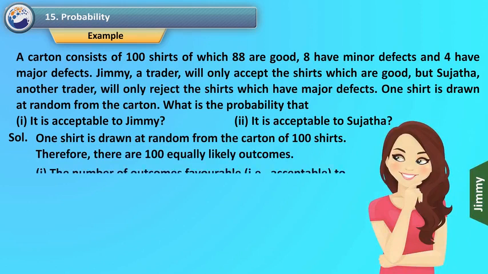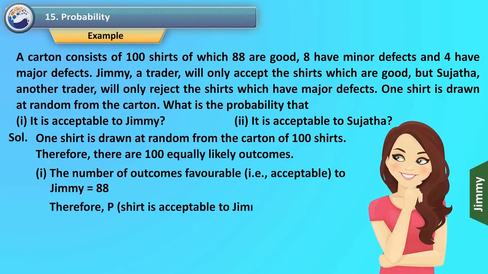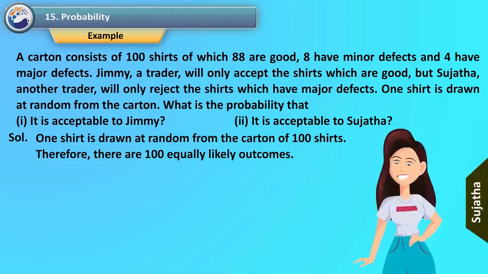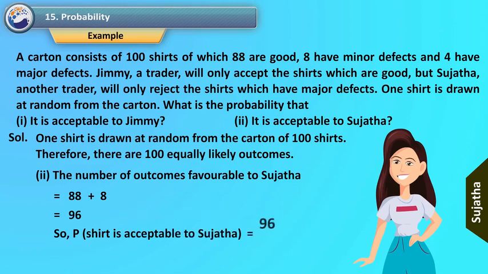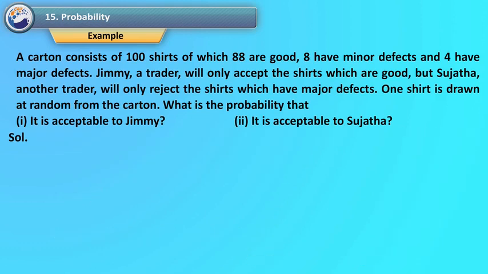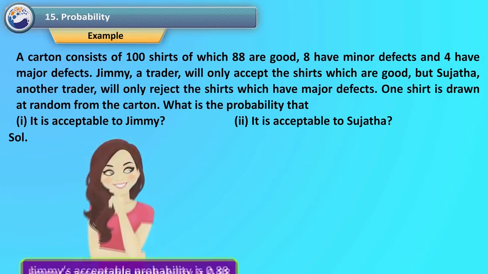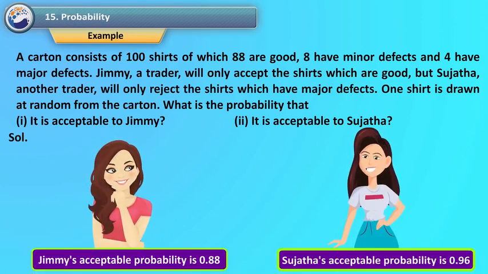1. The number of outcomes favorable, that is acceptable to Jimmy, equals 88. Therefore, the probability of a shirt acceptable to Jimmy is 88 upon 100, that is equal to 0.88. 2. The number of outcomes favorable to Sujata is equal to 88 plus 8 equal to 96. So the probability that a shirt is acceptable to Sujata is equal to 96 upon 100 equal to 0.96. Jimmy's acceptable probability is 0.88. Sujata's acceptable probability is 0.96. Try these for practice.